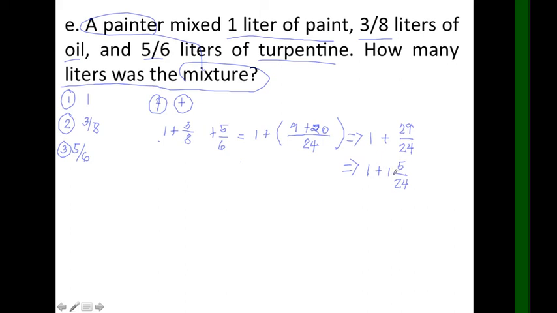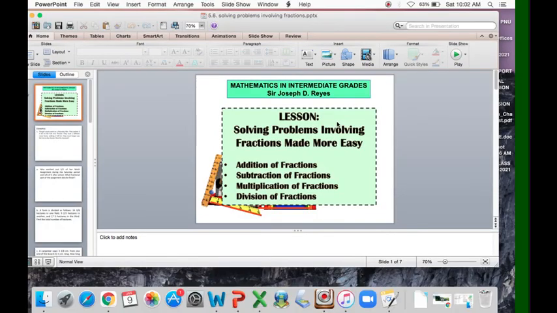Now we can add the two whole numbers, which is 1 plus 1. So the answer is 2 and 5 over 24. So this is now the total mixture of the paint used by the painter. Now, we have 1 liter of paint, 3/8 liters of oil, and 5/6 liters of turpentine, a total of 2 and 5/24 liters of mixture. Okay? So, that's all about our problem solving involving fractions. So, I hope you learned something from our discussions, and thank you very much for your listening.